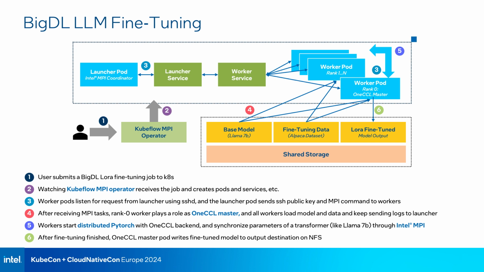Worker pods await requests from the launcher, while the launcher pod sends SSH public keys and MPI commands to the workers. Once MPI tasks are received, the rank 0 worker acts as the oneCCL master. All workers load models and data, continuously sending logs to the launcher. Workers run distributed PyTorch operations with the oneCCL backend, synchronizing parameters of transformers such as Llama 7 billion through Intel MPI. Upon completion of fine-tuning, the oneCCL master pod stores the fine-tuned model in the specified NFS output destination.